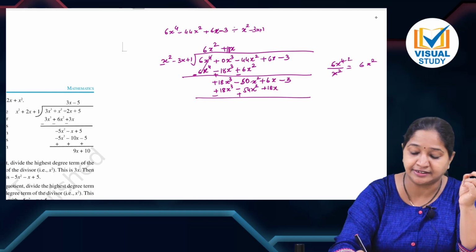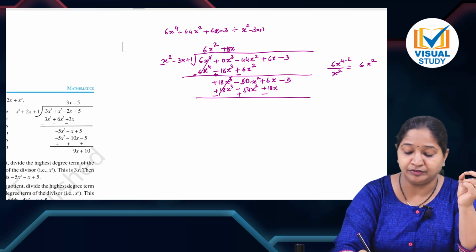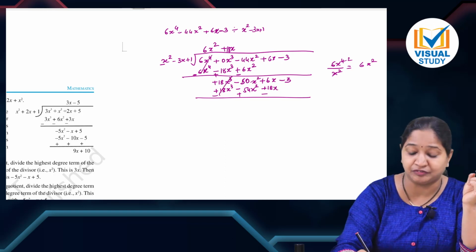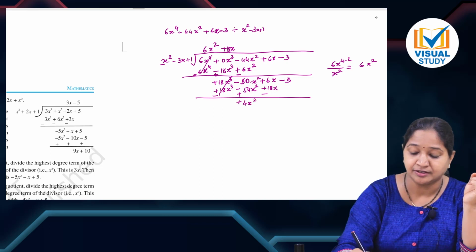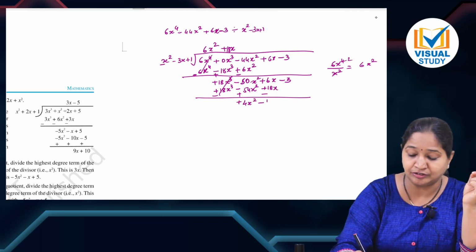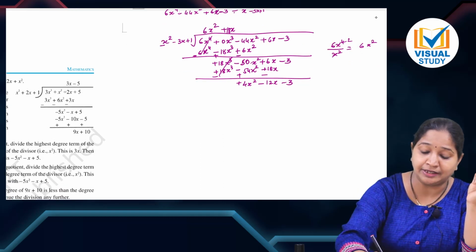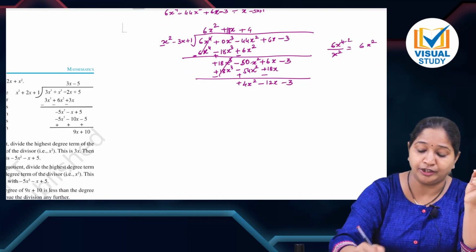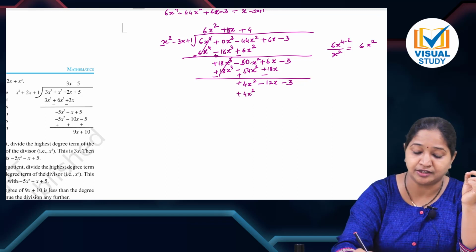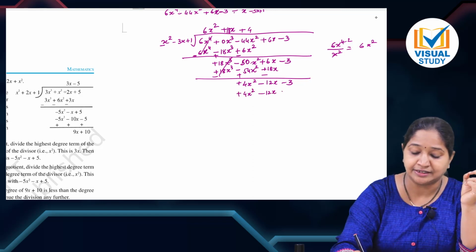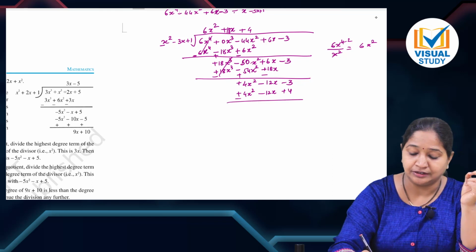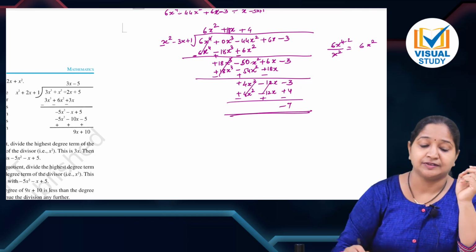Again change the signs. So minus 50 plus 54 you get 4x square, and this you get minus 12x minus 3. Again what you are multiplying is 4. 4 into x square is 4x square minus 12x plus 4. Just see, you can cancel it, and the remainder is minus 7.